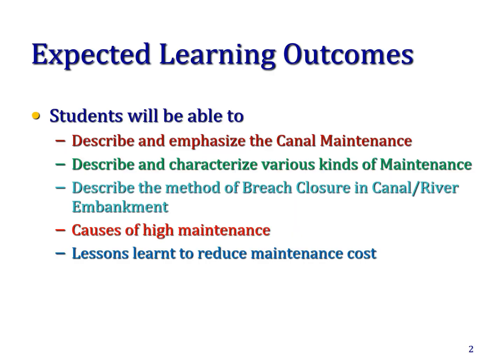So, the expected learning outcomes are as follows. We shall learn about what maintenance is, meaning the definition, and what are different kinds of maintenance. And then, if the canal has a breach, how can we close that? Or sometimes a river embankment may have a breach as well. Causes of high maintenance and the lessons learned to reduce the cost of maintenance.